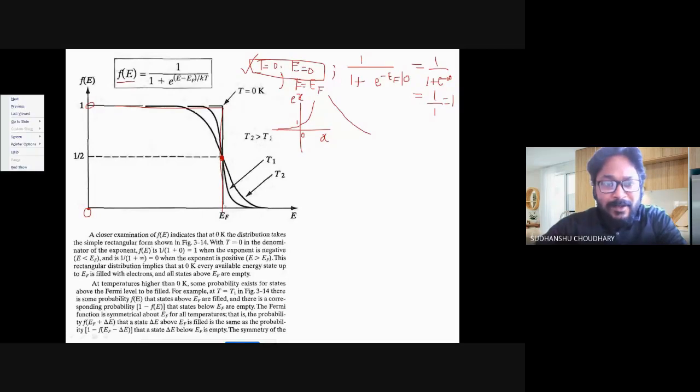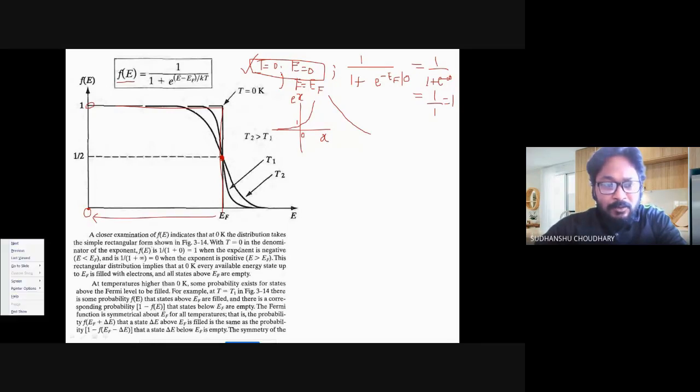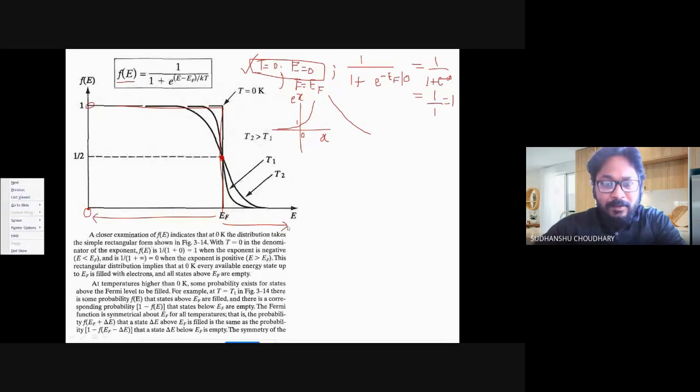Okay. So that means the probability of finding an electron below EF, that is, below the Fermi energy level, is 1. So all energy states which are lying below EF will be occupied by electrons 100%. Right? 1 means 100%. And all energy states which are lying above EF, at T is equal to 0, will be empty, because the probability is 0 from EF onwards.